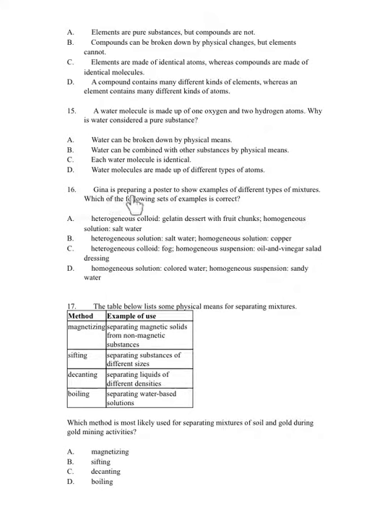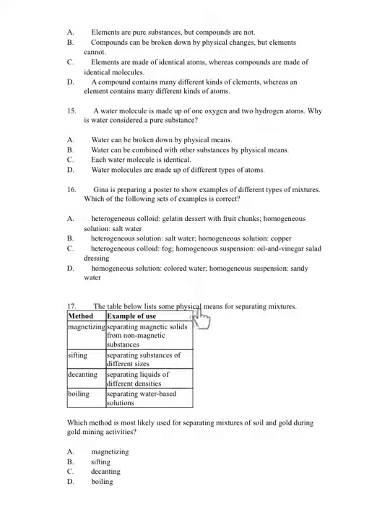Number 16. Gina is preparing a poster to show examples of different types of mixtures. Which of the following sets of examples is correct? A. Heterogeneous colloid, gelatin dessert with fruit chunks. Homogeneous solution, salt water. B. Heterogeneous solution, salt water. Homogeneous solution, copper. C. Heterogeneous colloid, fog. Homogeneous suspension, oil and vinegar salad dressing. D. Homogeneous solution, colored water. Homogeneous suspension, sandy water.